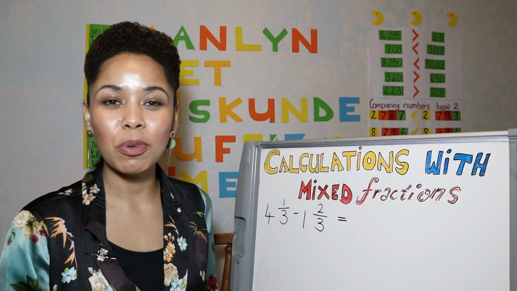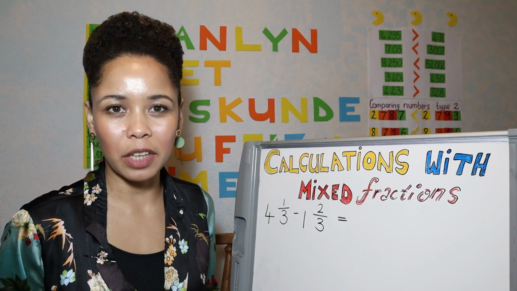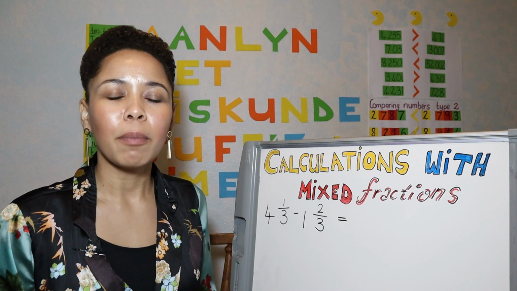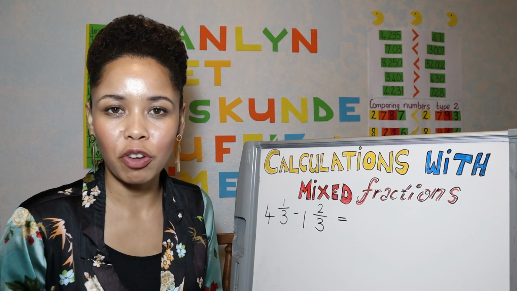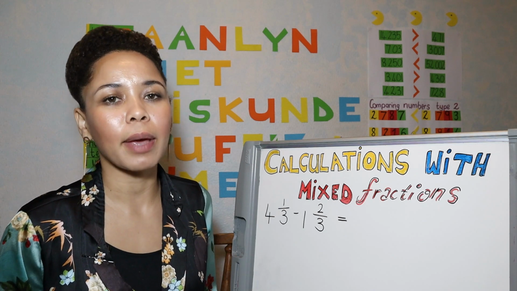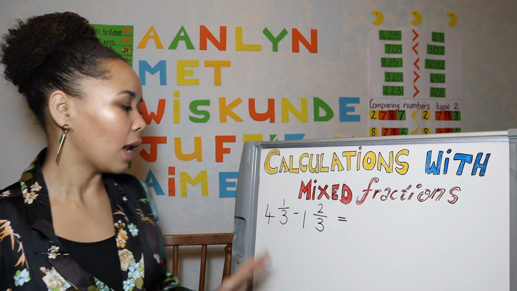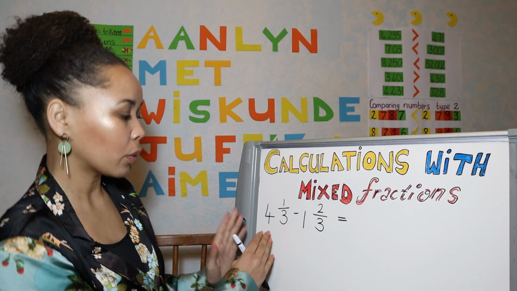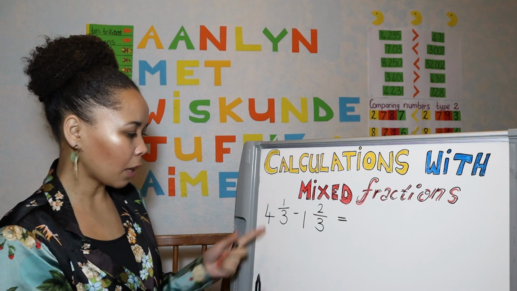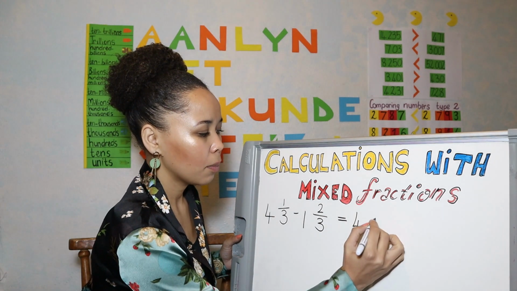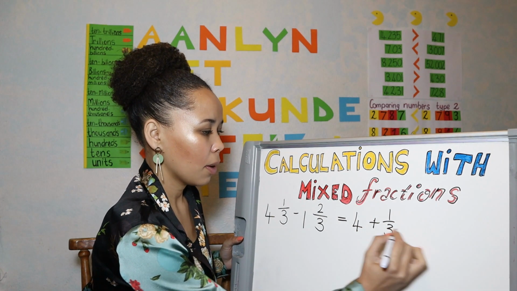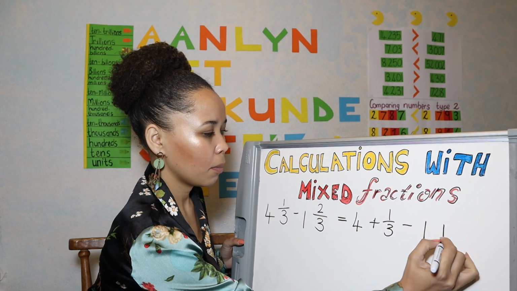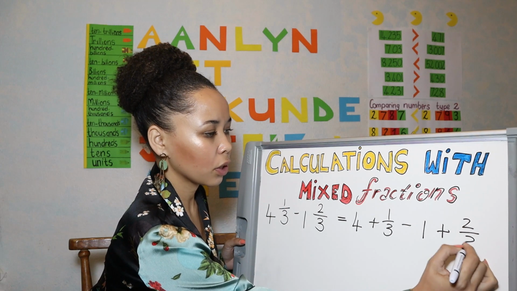Alright, so now we're moving on to subtraction of mixed fractions. Now it's a little bit tricky, and because of the method we used in addition of mixed fractions, a lot of learners make the following mistake. So like we did with mixed fractions, we broke it up and we said this can become a 4 plus a third minus 1 plus 2/3.